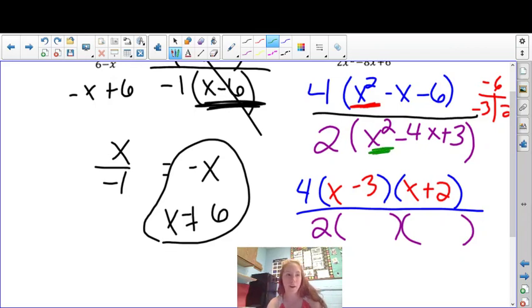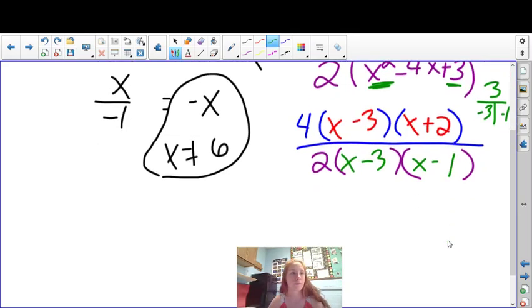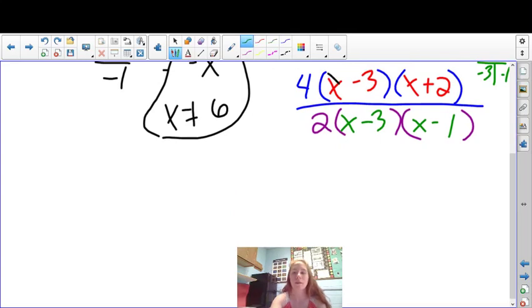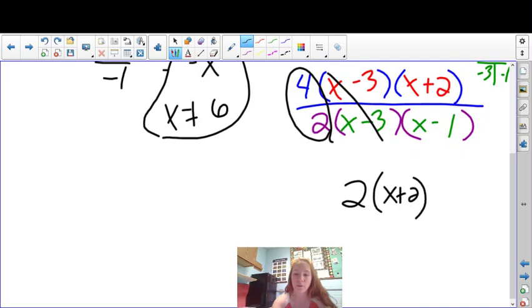On the denominator, I want to get to x squared again, so x and x. What multiplies to 3 and adds to negative 4? Negative 3 and negative 1. The x minus 3's cancel out. I can also take this division, 4 divided by 2. Since my answer is 2, it would be 2 on top, x plus 2, over x minus 1.